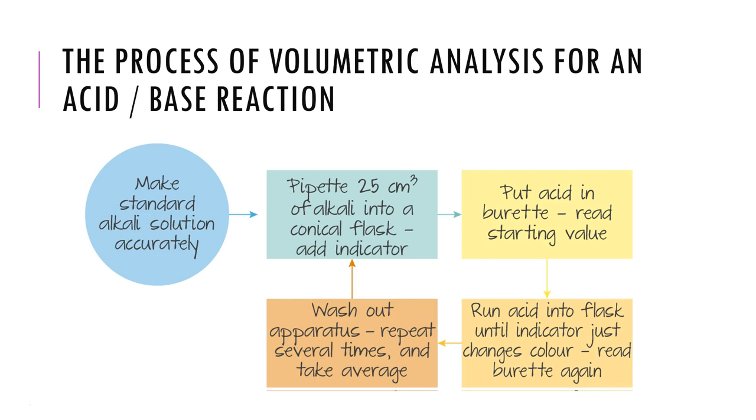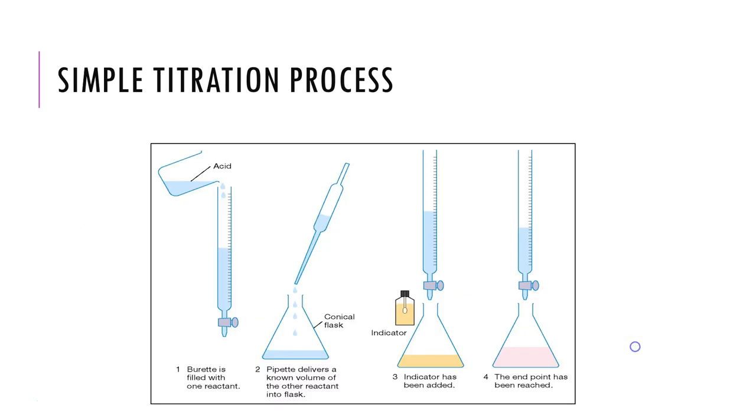Then what we do, once we've recorded our initial value, is run that solution down and record the value once the indicator has changed color. Then we repeat that to see if we can get concordant values. So this is a diagram that goes through the process. Essentially we fill our burette with, it could be our acid or our base. We take the aliquot delivered through the pipette and use that to deliver this volume, which will be our aliquot, into our conical flask.